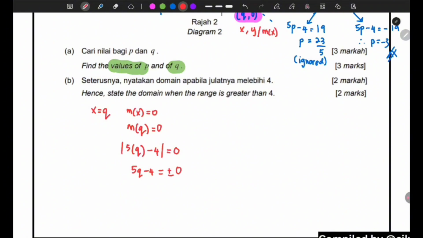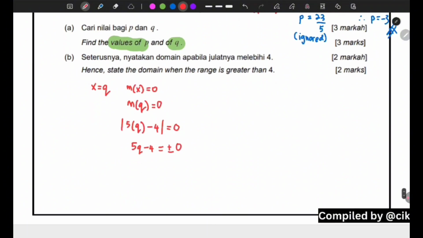Plus minus 0. And remember, 0 is at the middle. It's not positive, it's not negative. It's in the middle, in between of positive and negative. So only for 0 is a special case. You just can ignore the plus minus. So you just need to put 0, 5q minus 4, and find your q, which is 4 over 5. Done.